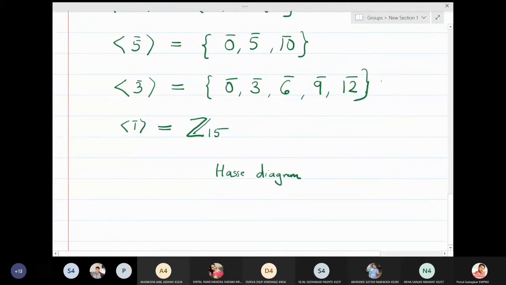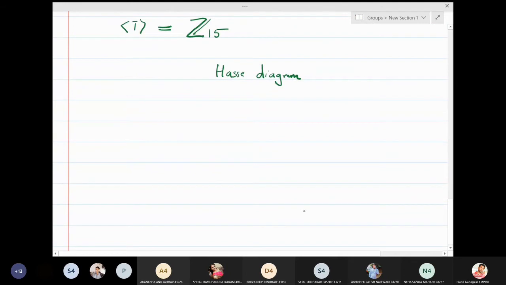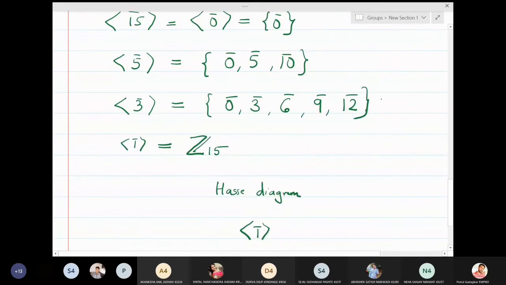I will draw the smallest person here. The smallest person is 0 bar. The biggest person is the subgroup generated by 1 bar. Then the subgroups generated by 5 bar and 3 bar: there is no connection between them. Neither is this subgroup inside that subgroup, nor is that subgroup inside this one. So they are two independent subgroups. None of them is smaller than the other.